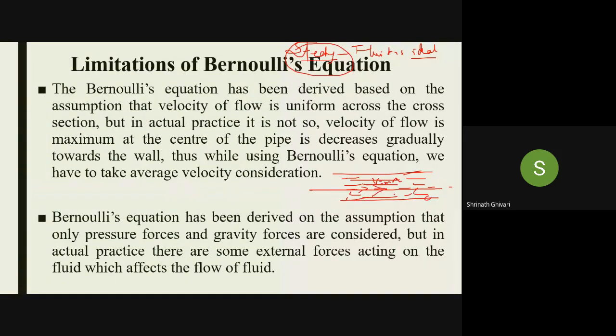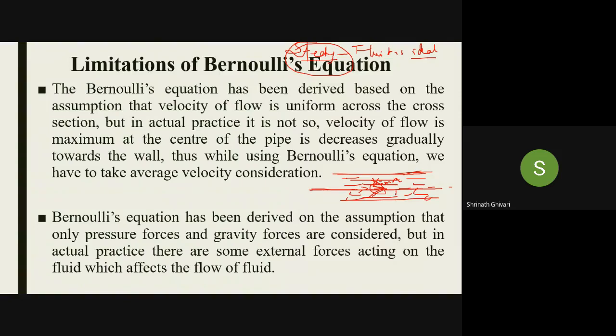Why? Why will the velocity be maximum at the center of the pipe? Anyone? See here, it's a very common, simple thing. At the center, there is no friction between the fluid and the pipe. So the pipe won't create friction to the fluid flow. Do you agree? So at the center of the pipe, the velocity is maximum.